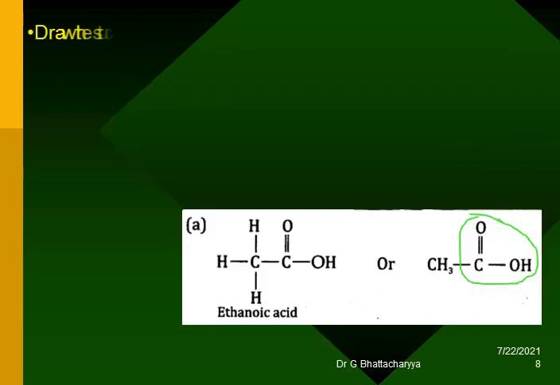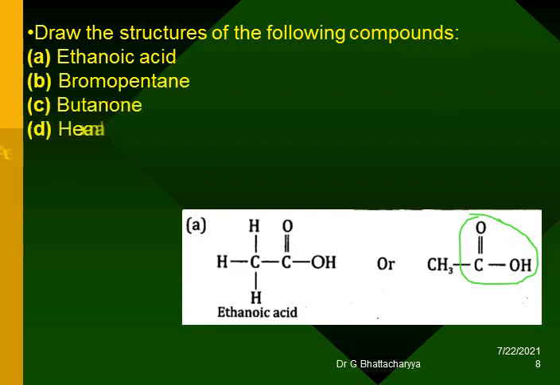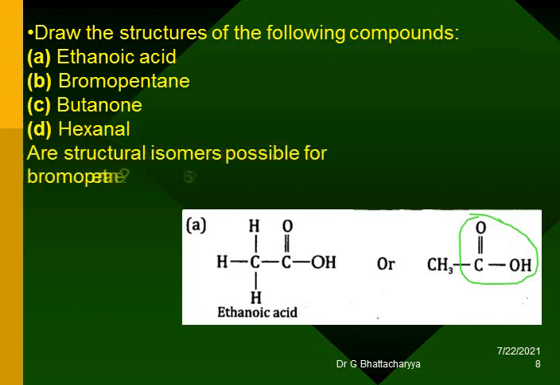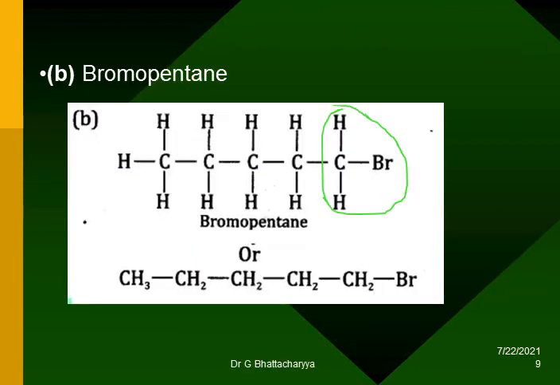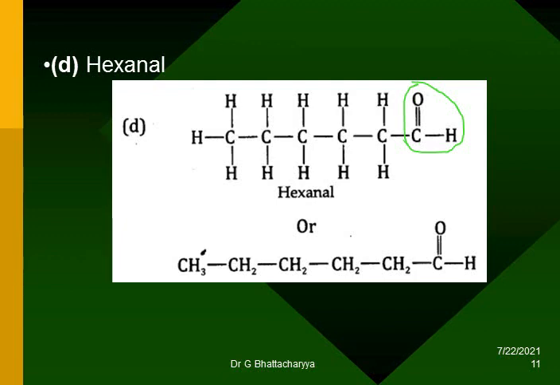Draw the structures of the following compounds: A. Ethanoic acid, B. Bromopentane, C. Butane, D. Hexanol. Structure of ethanoic acid is shown here. Note the acid group. Structure of bromopentane is shown here. Structure of butane is shown here. Structure of hexanol is shown here.